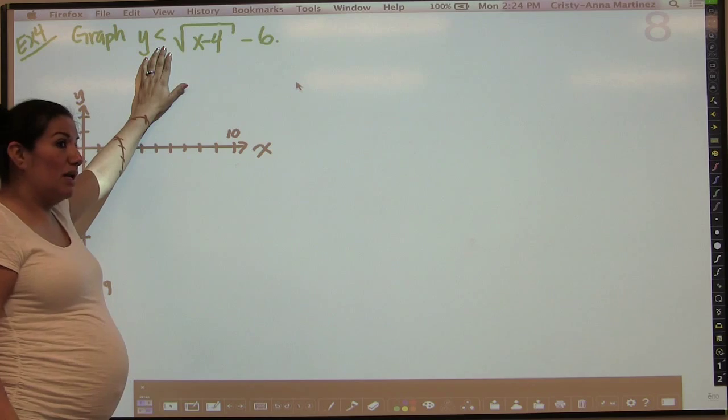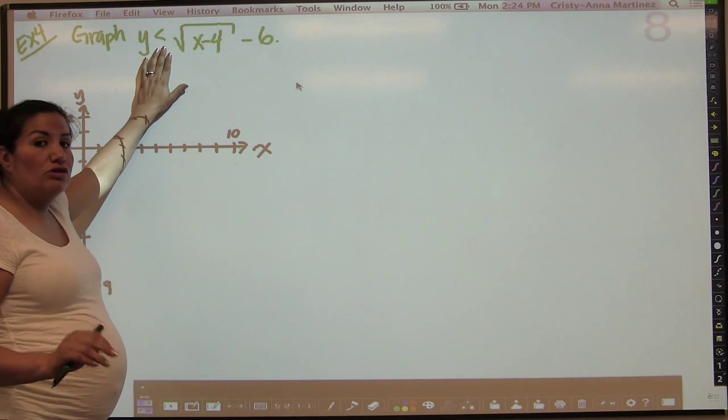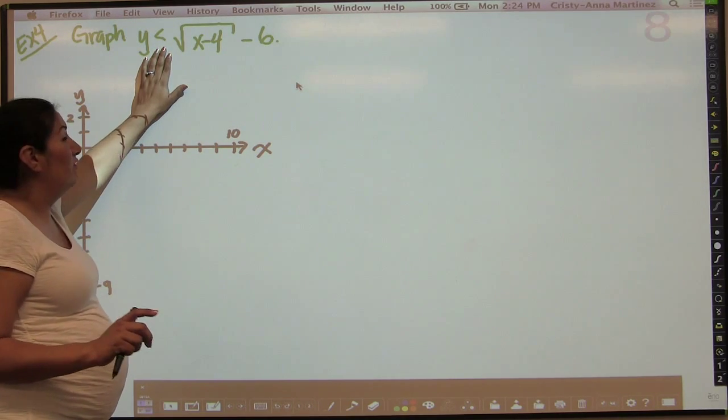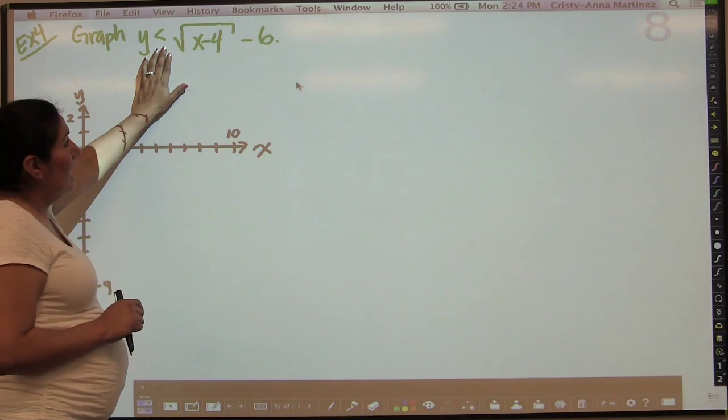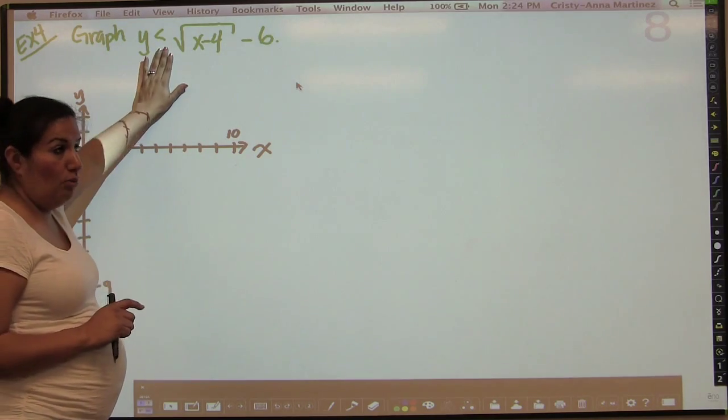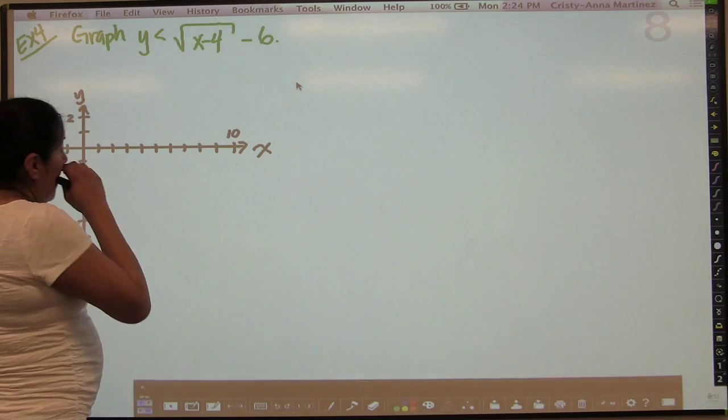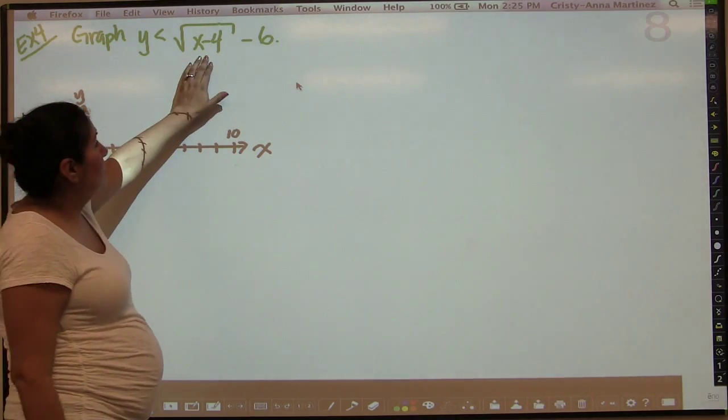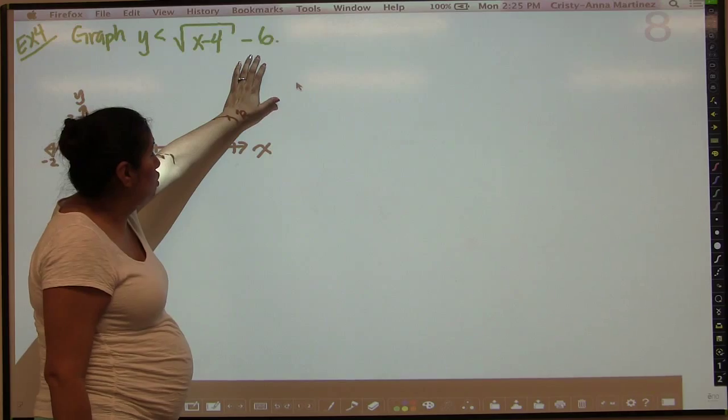And if it's less than, you shade below; greater than, you shade above. But of course, there's always a way to get around the shading thing. If you don't know what's above or below, you can actually use a test point to do that. And we'll be doing that when I do this example. But for the rest of it, the x minus 4 minus 6 tells us how to shift the graph.